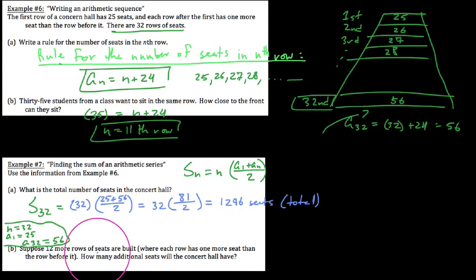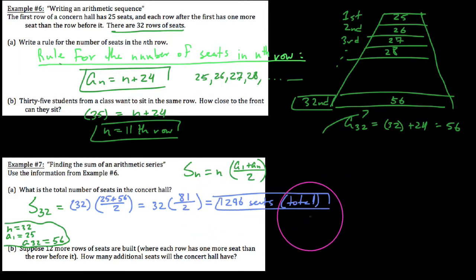Suppose 12 more rows of seats are built where each row has one more seat than the row before it. It says how many additional seats would the concert hall have, okay? So I'm asking how many more seats would it have than it currently has, which, by the way, is 1,296.